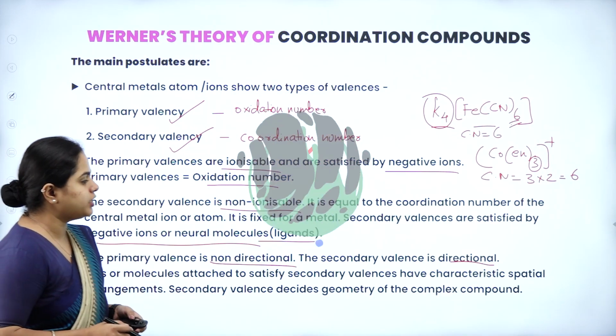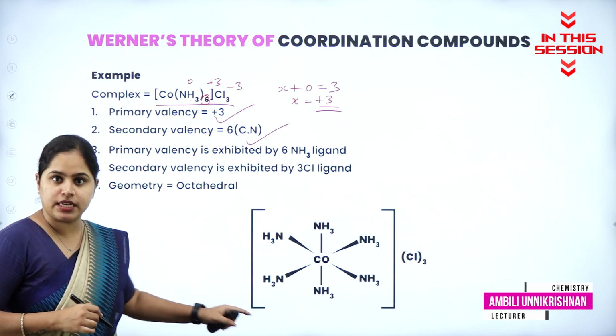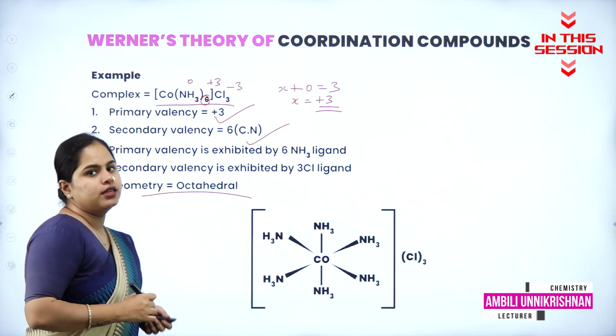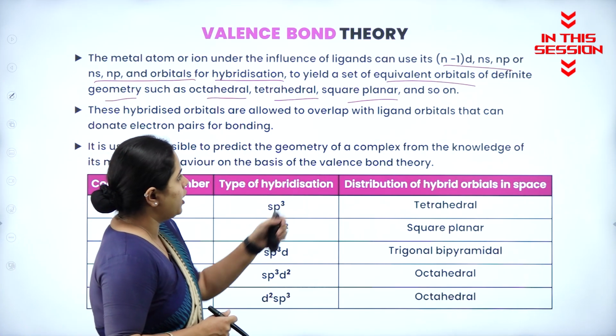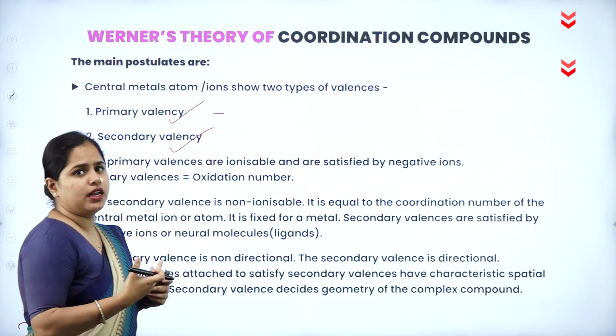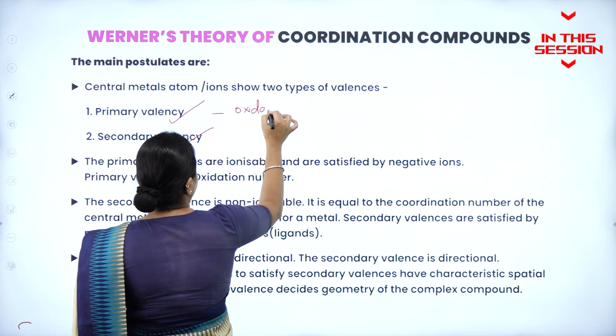Secondary valency decides the geometry of the complex compound. As the coordination number is 6, what can you tell about the geometry? Yes, it has octahedral geometry. These hybridized orbitals are allowed to overlap with the ligand orbitals that can donate electron pairs for bonding. Primary valency is actually equal to the oxidation number.